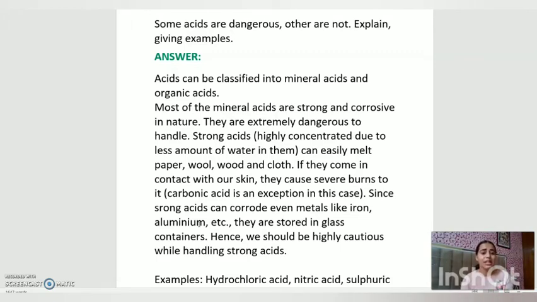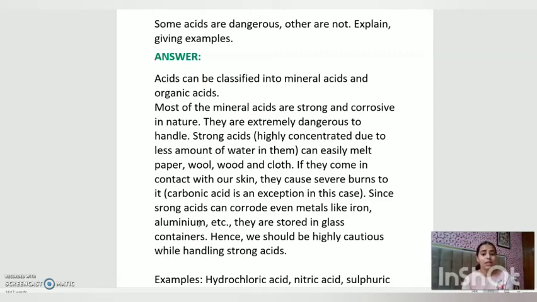So acids can be classified, students, into mineral acids and organic acids. Most of the mineral acids are strong and corrosive in nature. They are extremely dangerous to handle. As I have told you, we cannot handle them.